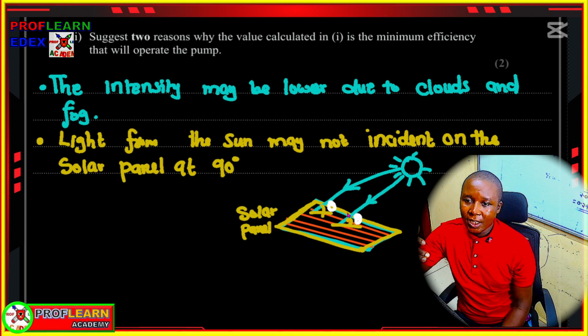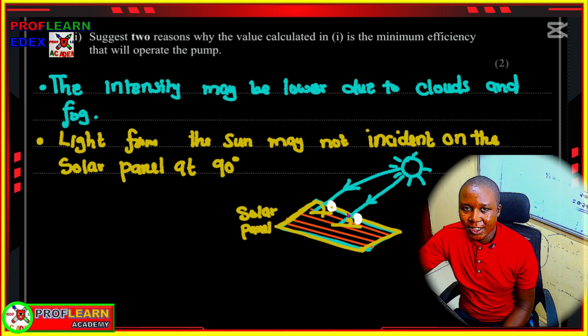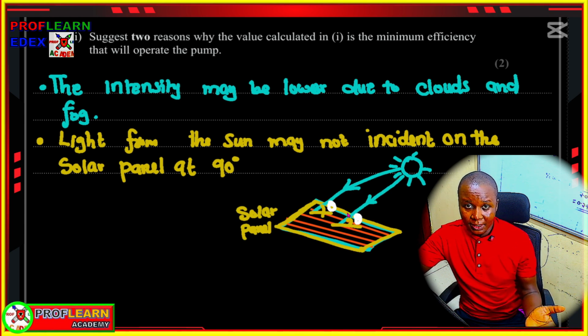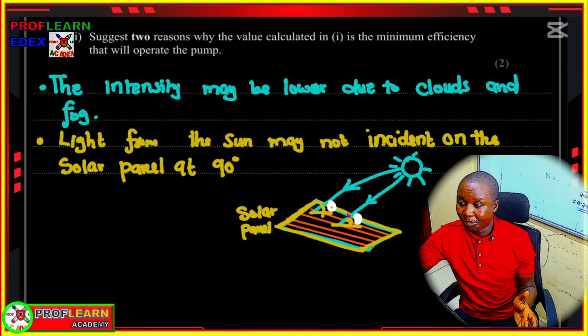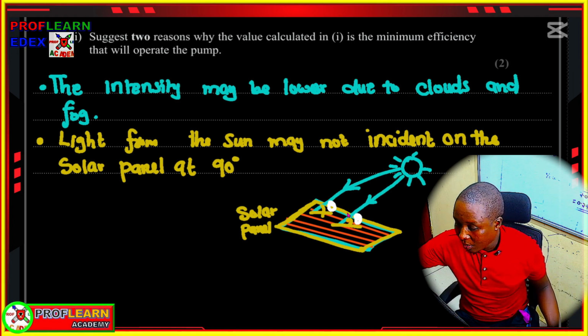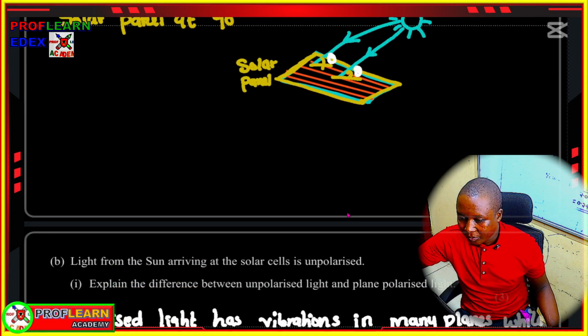The solar cell will make use of the maximum energy from the sun when the ray is incident at 90 degrees. But in this case, some rays will not be incident at 90 degrees. Another way is intensity may be lower from the sun. The intensity from the sun may be lower due to the clouds and also fog. So that is going to affect it.